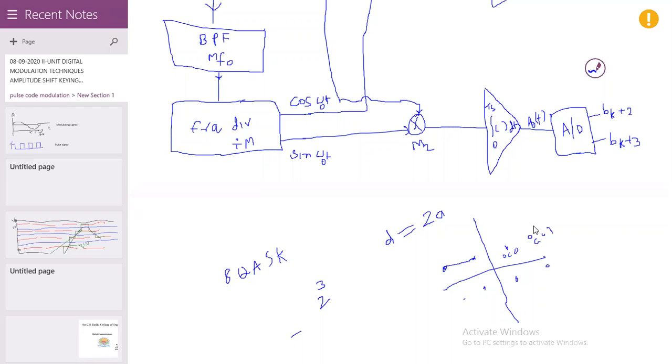Then find out Es for each one. From that, you can find out A. Then we can substitute this. Like that, we can design that 8 QASK system. Do you understand how we can design any QASK system according to the constellation diagrams? If you can design the constellation diagrams, we can easily design the system. Okay.